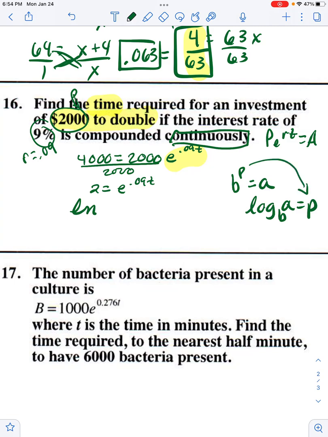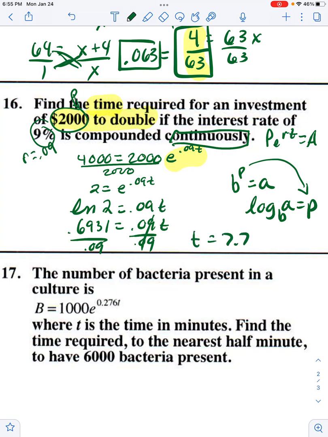So since the power is always over here by itself on the other side, that means that this is going to be ln2, because that's base e. We just don't write it. The ln implies that base e. And then equals the power. Well, now I can just go to my calculator and do ln2. And so ln2 is 0.6931. And then to get the t alone, I'm going to divide this out. So I'm dividing ln2 by 0.09, and I'm getting a time of 7.7 years.